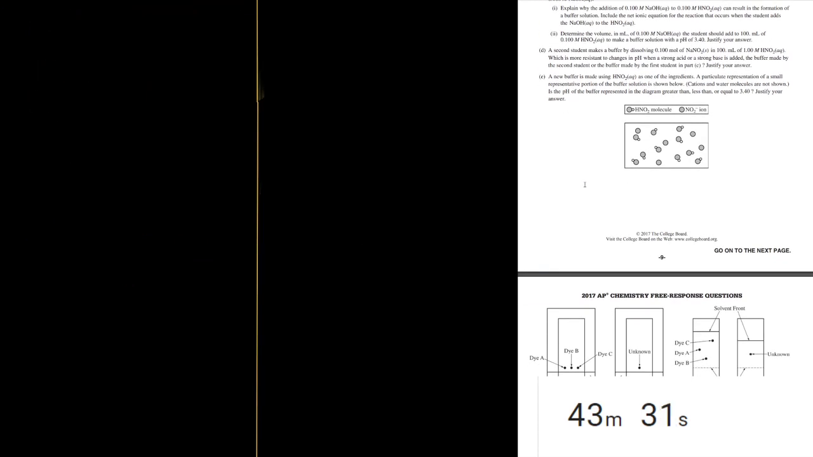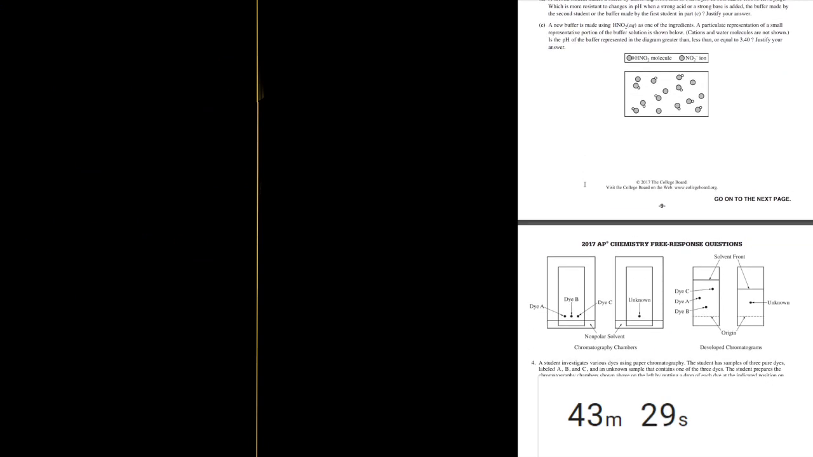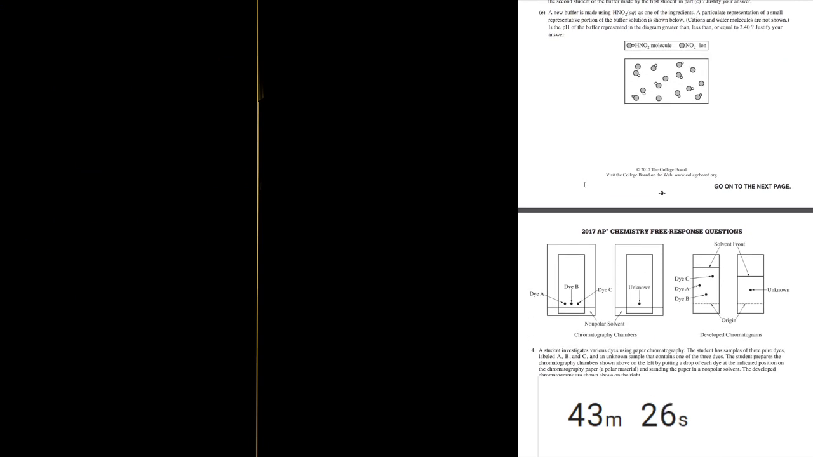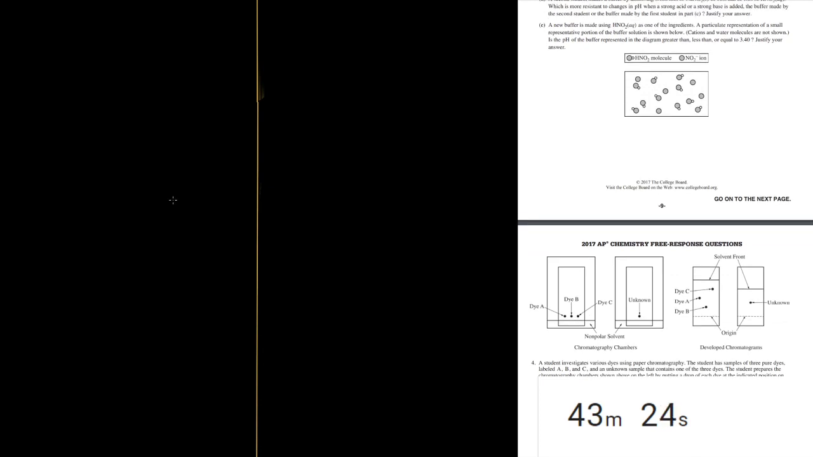Let's move right on. A new buffer is made using HNO2. Let's switch colors. This is part E. You know, we're pretty far through the question. A new buffer is made using HNO2 as one of the ingredients. A particulate representation of a small representative portion of the buffer solution is shown below. Cations and waters are not shown. Is the pH of the buffer represented in the diagram greater than, less than, or equal to 3.40?